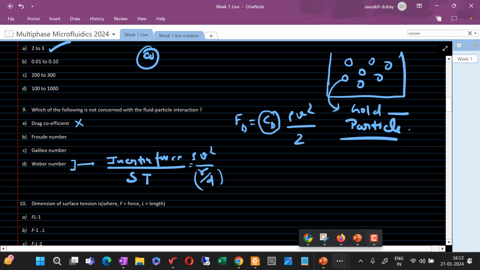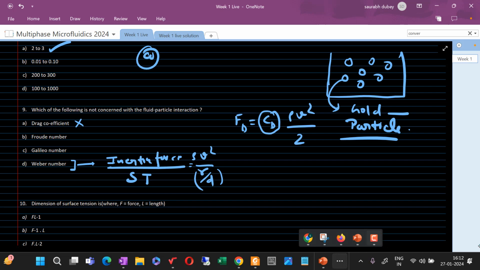And the Froude number and the Galileo number, both involve the gravity acting on the particle. CD is not specific to the solid; rather it is experimentally calculated, and it is a shape dependent property. It depends on the shape of that particular particle which is under drag, and also its orientation.